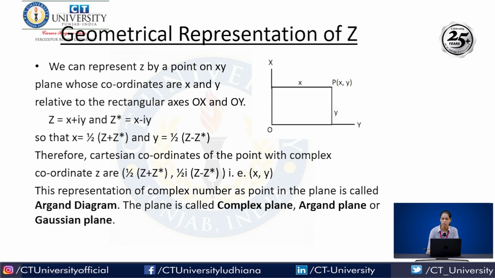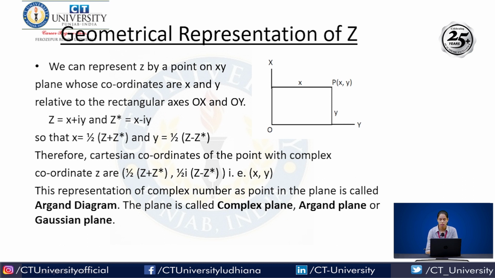Therefore, these are the Cartesian coordinates of the point. X and y may be written as half of z plus z conjugate and half of iota z minus z conjugate. As I write z equals (x, y), I can write it in the Cartesian coordinates as half of z plus z conjugate and half of iota z minus z conjugate. This representation in the plane is called an Argand diagram.